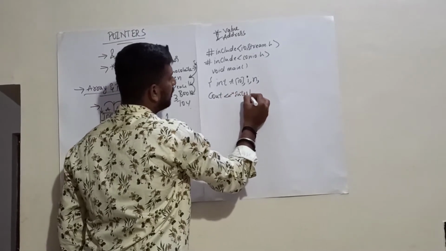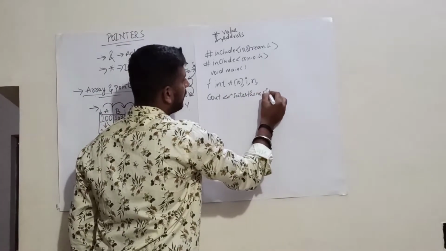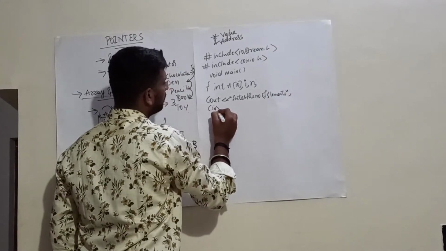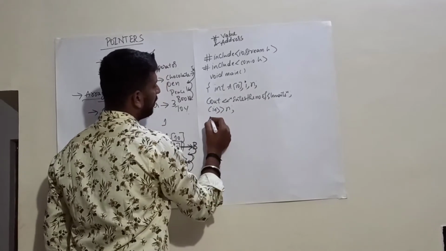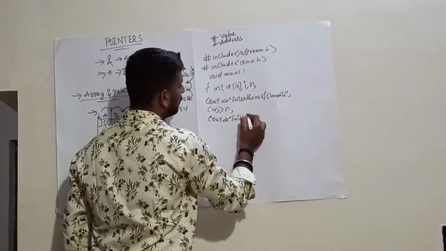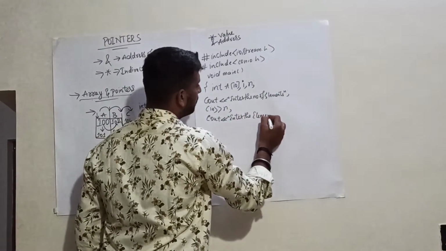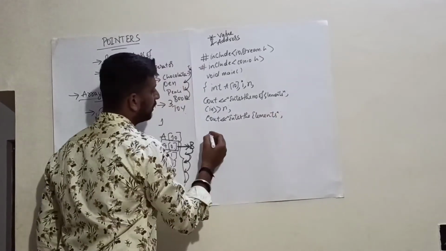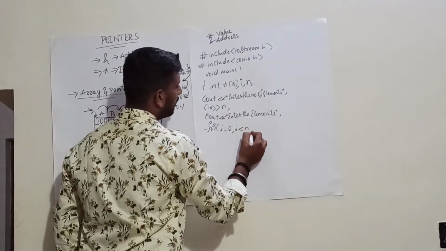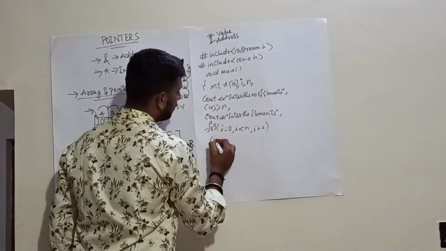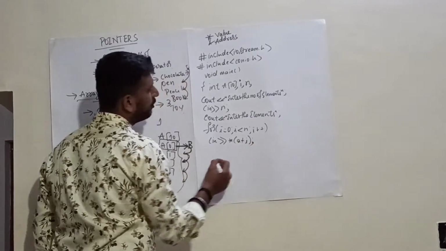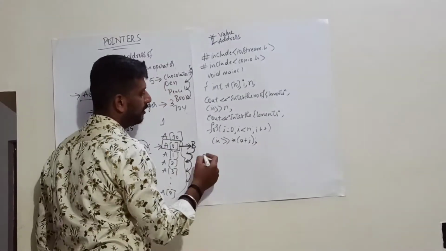So cout, enter the number of elements, cin n. Next, cout, enter the elements. For i is equal to 0, i less than n, i plus plus, cin star of a plus i. I will explain to you how exactly I am making use of this particular code.